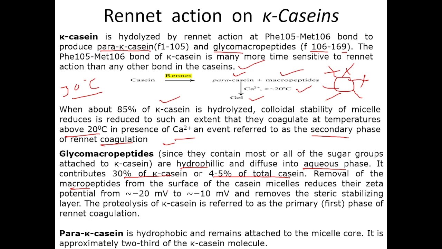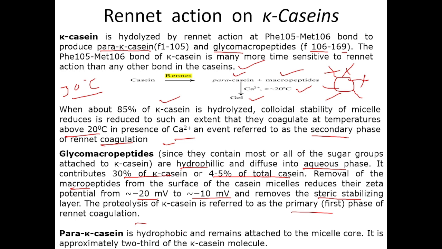If you remove the kappa casein, that is, 85% of the kappa casein has been removed, then it obviously reduces the zeta potential, from minus 20 millivolt to minus 10 millivolt, and the steric hindrance is also reduced. Because of these factors, the aggregation of the casein micelles occurs in the presence of calcium. So the proteolysis of kappa casein is the first phase, known as the primary phase, and the secondary phase is the aggregation, where coagulation happens in the presence of calcium above 20 degrees Celsius.